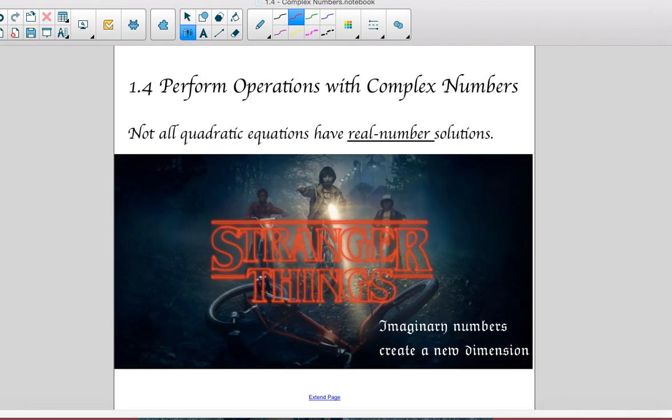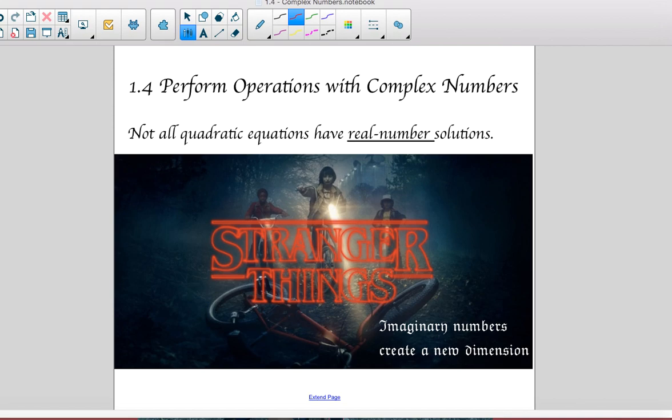All right, so 1.4, right? We're actually going to be dealing with the imaginary numbers, which I compare to Stranger Things. If you've ever seen it, there's like this alternate dimension. Kind of the same thing with imaginary numbers. They're called imaginary, but they are used in the real world. But it's this whole other set of numbers that are apart from the real number system.